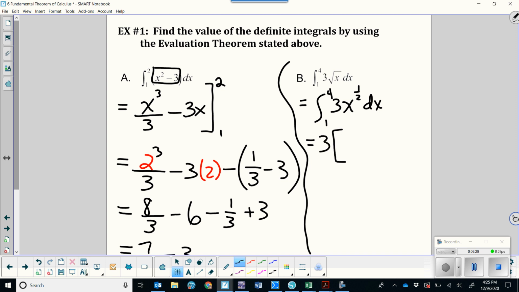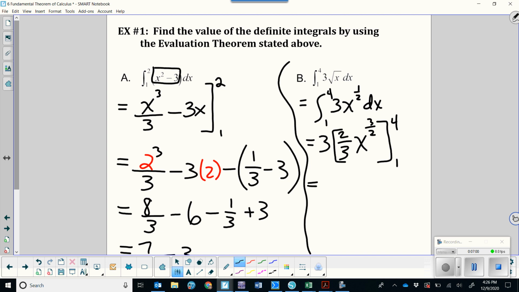So remember, we can pull the constants in front and leave it alone. Now I'm going to do x to the 1/2, and I'm going to find the antiderivative. So I'm going to leave a little space, and I'm going to write x, and I'm going to add 1 to the power. So 1/2 plus 2 over 2, that's 3 over 2. And then remember, instead of dividing by 3/2, I do times 2/3. Okay, and then I'm evaluating that from 1 to 4.